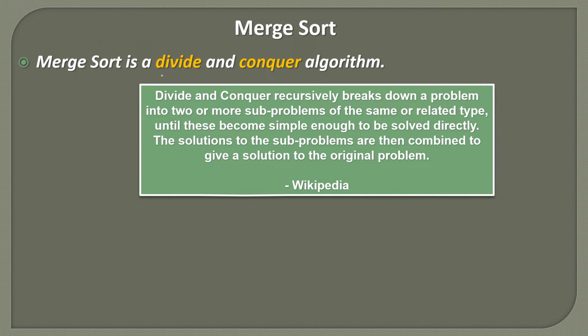So when we divide a complex problem into two or more smaller subproblems, we keep on doing it till those smaller problems are easily solved. And after breaking this complex problem into smaller subproblems, we solve those smaller subproblems, take their solutions and then combine them to give a solution to the original problem.